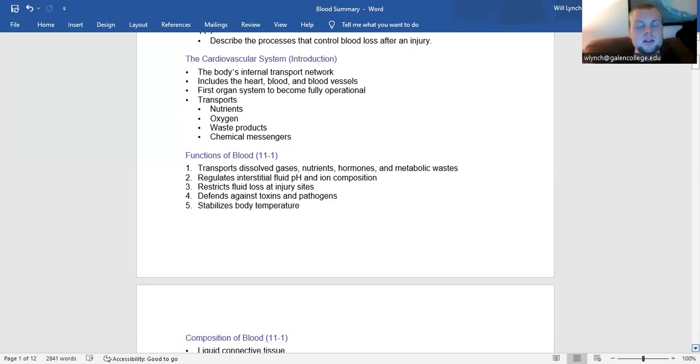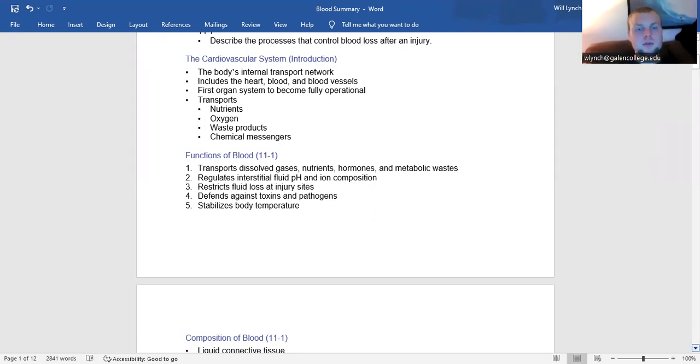It's going to regulate our interstitial pH values. We keep our pH of the blood around 7.35 to 7.45. That's going to be a slightly alkaline, slightly basic constituent of blood. We're going to keep it in that range. Keeping it in that range is going to be because of ion composition. The concentrations of ions within our blood is highly going to dictate what the pH of the blood is.